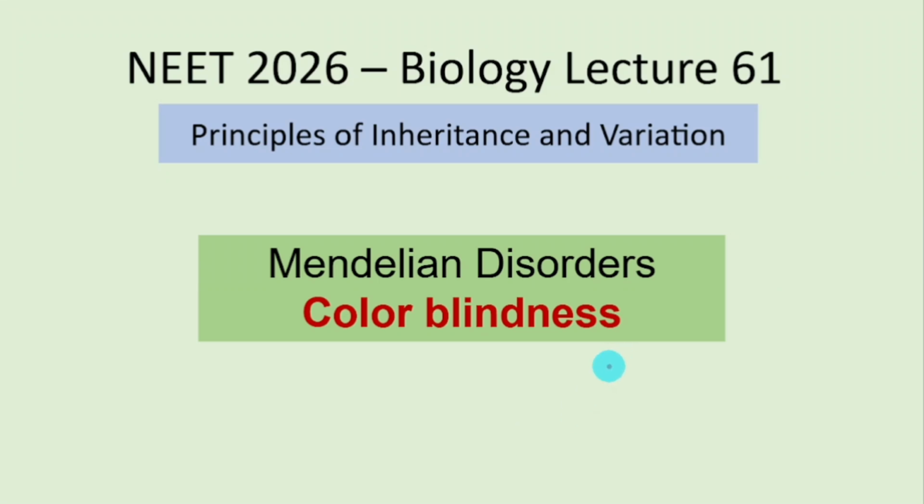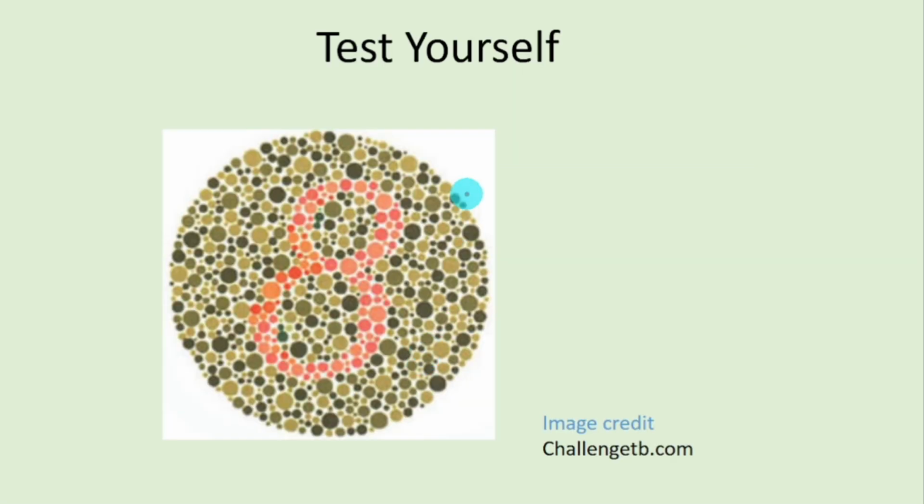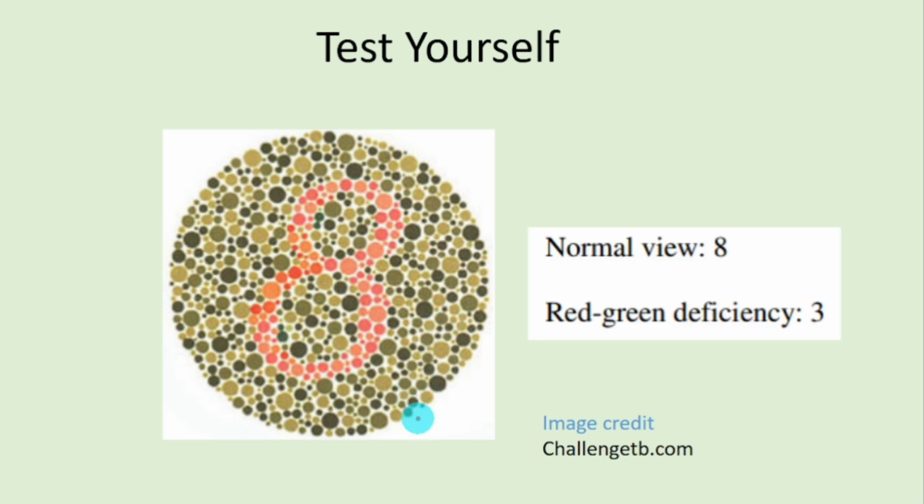We are starting lecture 61, bio section. Title is color blindness. So you can test yourself using these charts. These charts are called Ishihara charts. So what do you see here? Which number do you see? It is 8. If you see number 3, it indicates red-green deficiency.